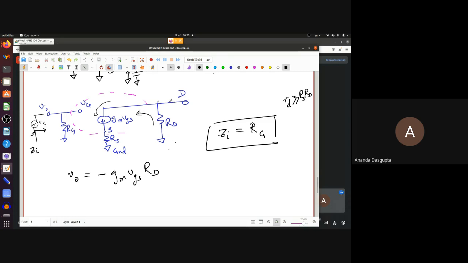So when you want VDS, which is a drop from the drain to the, sorry, not VDS. I'm sorry, I keep referring to that as VDS, but that's not the VDS. That's the voltage at the drain, VD. VD is VO here, because you want the voltage between the drain and the ground. That's VO. Fine, this is okay. But we need VO by VI for the voltage gain, right?